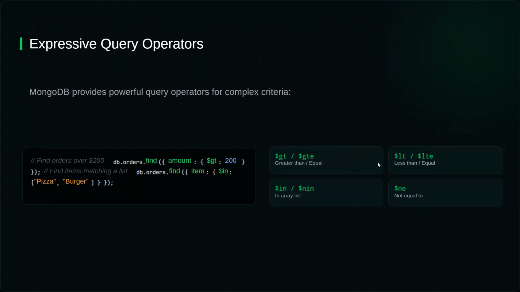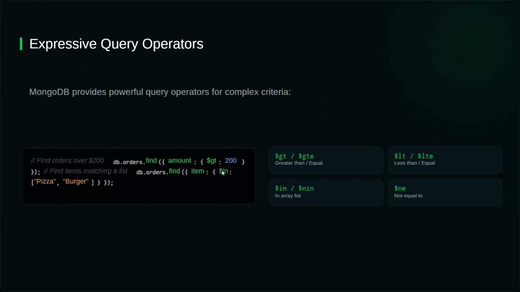So, expressive query operators. MongoDB provides query operators for conditional filtering, which we have seen, right? Greater than or equal, lesser than or equal to. In means matching any value in a specified array list. For example, db.orders.find a particular amount, and we put greater than 200. It returns all orders exceeding 200 units.